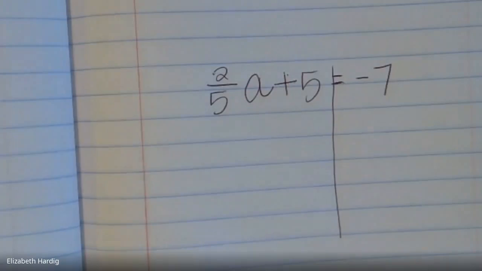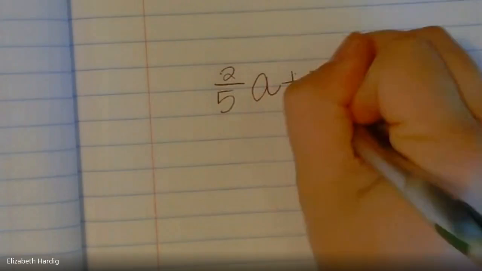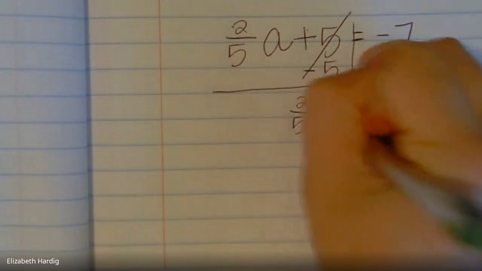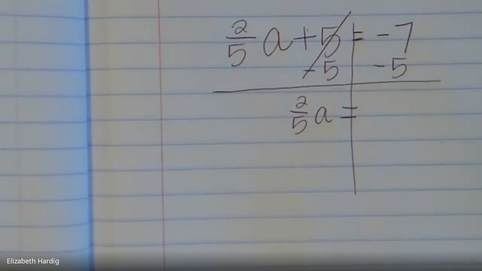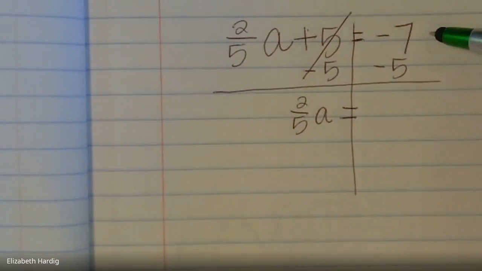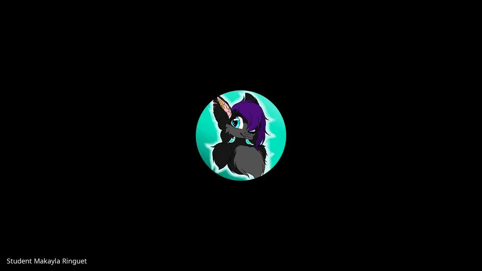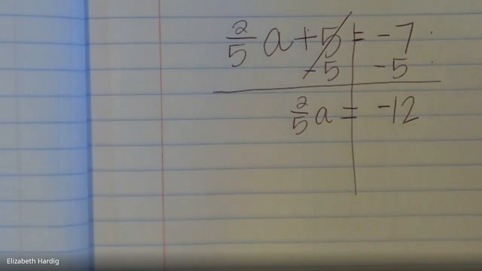Okay. So if I draw my line, what's the first thing I want to do right here? The +5, put a -5. Absolutely. Then they zero each other out, and then you do the same to the other side. All right. So I'm left with 2/5 of A on the left-hand side. And on the right-hand side, I have 7 negatives here, and I have 5 negatives here. How many total negatives is that? -12. Good. So I have 2/5 of A is equal to -12.